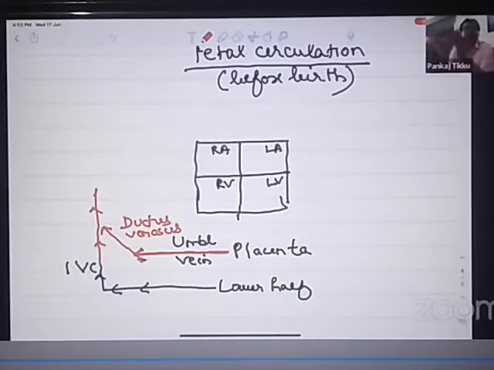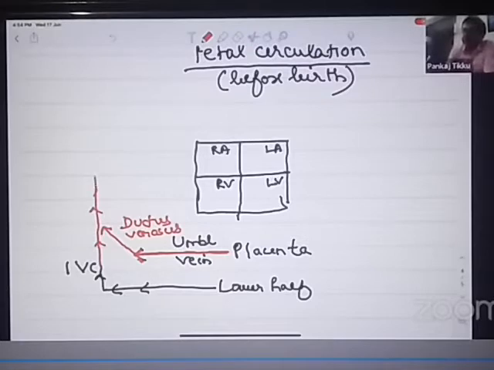The umbilical vein is one of only two veins in the body which, although it is a vein, carries oxygenated blood. The other vein is the pulmonary vein. All other veins carry deoxygenated blood. So all the blood which is oxygenated in the umbilical vein, 50% of it bypasses the portal circulation and enters the inferior vena cava through the ductus venosus. So the ductus venosus is a link between the umbilical vein and the inferior vena cava.